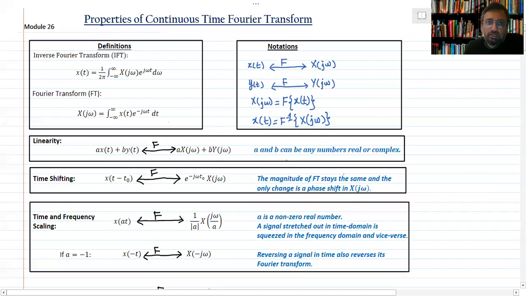In these modules, we are going to discuss the properties of continuous time Fourier transform. To be clear, I have written down the definitions of inverse Fourier transform and the Fourier transform. Also the notations, small letters, for example, small x(t) and small y(t), will represent the time domain signals, and capital letters, capital X and capital Y, will represent their transforms.